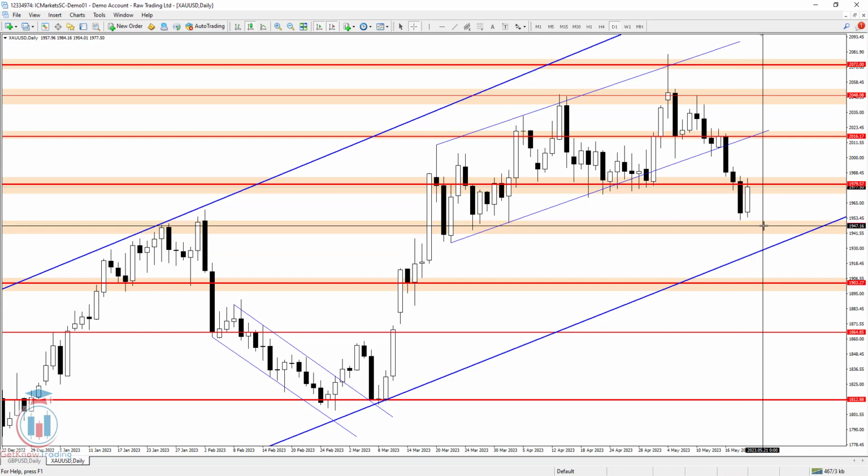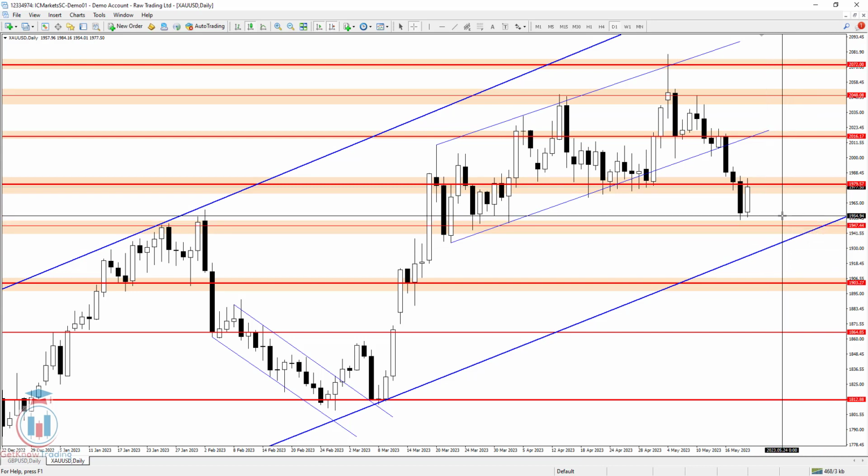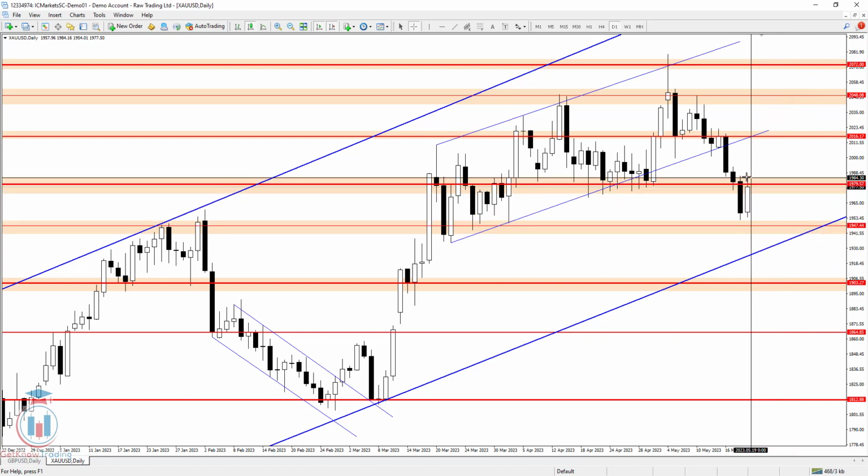If the price stays above, it will mean that the price has found enough support, and it will bounce between these two price levels, between 1979 and 1947. It is an area that the price needs to break out of, to the upside or to the downside. Until the breakout happens, it will be hard to determine where the trend is.